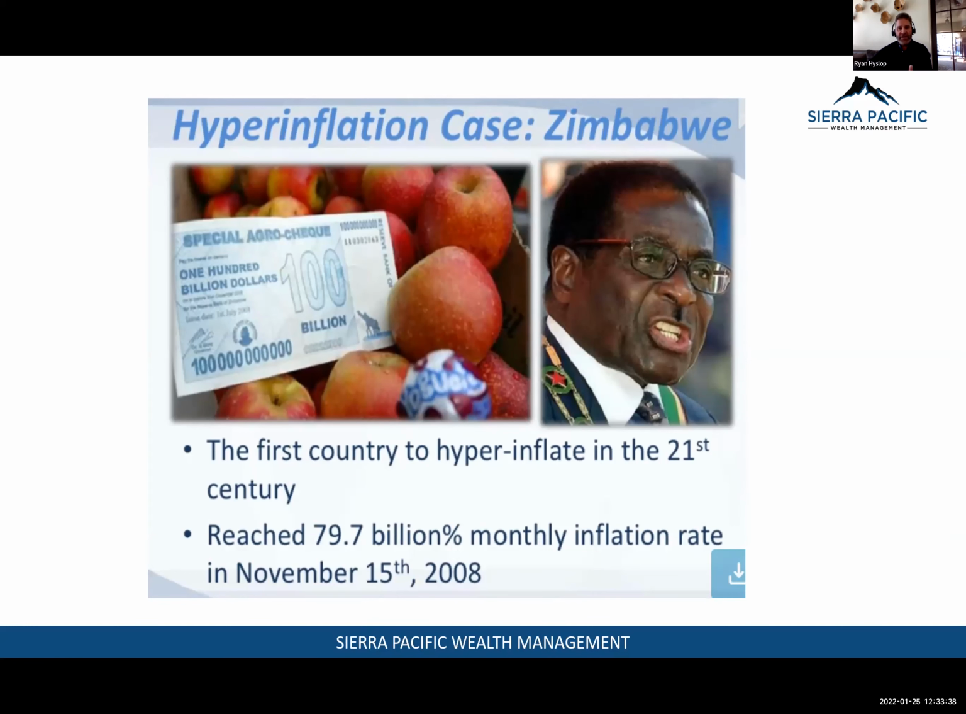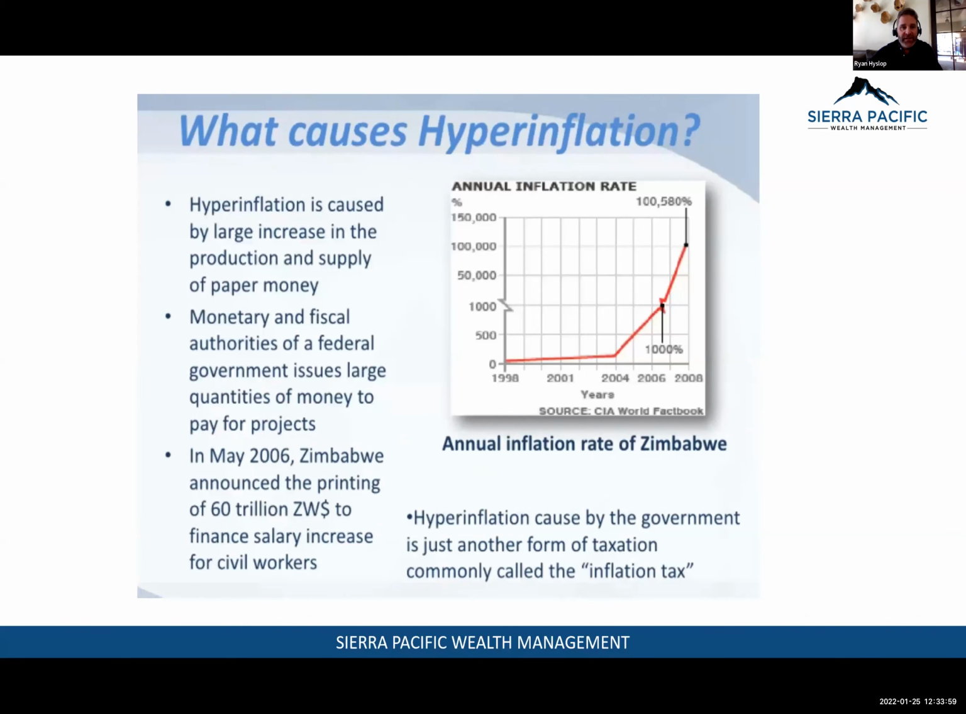So hyperinflation, just a case here, you may have heard of Zimbabwe, over in Africa, the first country to have hyperinflated in the 21st century. Imagine this, inflation reached a 79.7% monthly inflation rate on November 15th of 2008. Monthly, literally. Next slide. So what does that mean realistically?